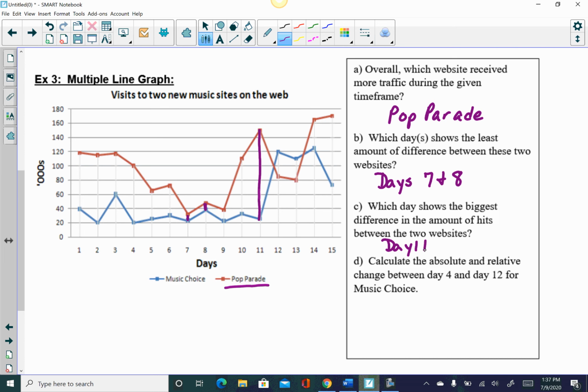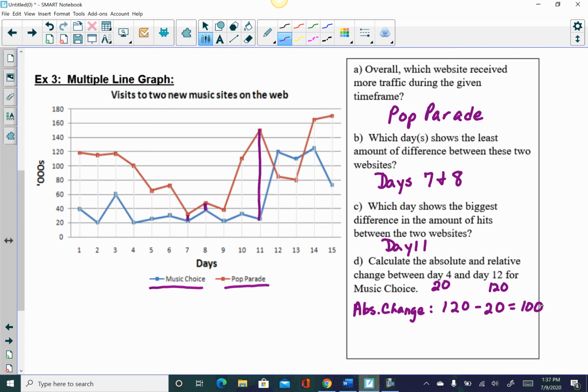And then in part D, it says calculate the absolute and relative change between day 4 and day 12 for music choice. Music choice is the blue line, the line on the bottom. Day 4 is 20. Day 12 would be 120. And so we would do new minus old divided by old. For our absolute change, these are your formulas from the last unit, absolute change is new minus old. New is the most recent day, so that'd be day 12, so you would have 120 minus the old, minus 20, so 100 hits.